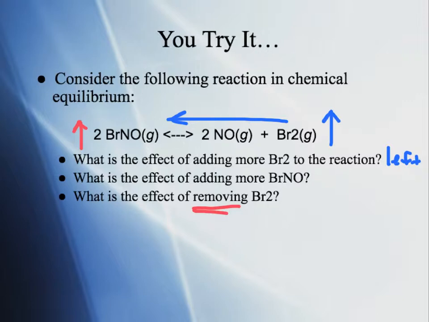All right, so if we remove Br2 from this reaction, which way will it be shifting in order to make Br2? All right, well, in order to make Br2, we have to break down the BrNO, right? So it's going to shift to the right in order to make the Br2, the bromine gas, that we are losing or removing in this instance. Okay, so that's how that works. All right, so you do the second one, and then let's move on.